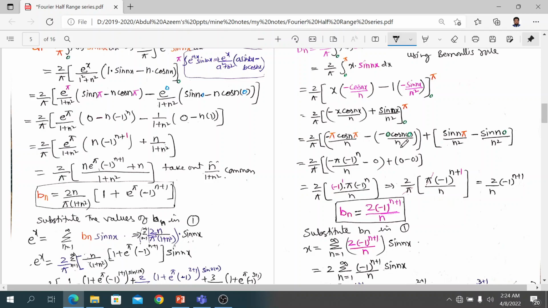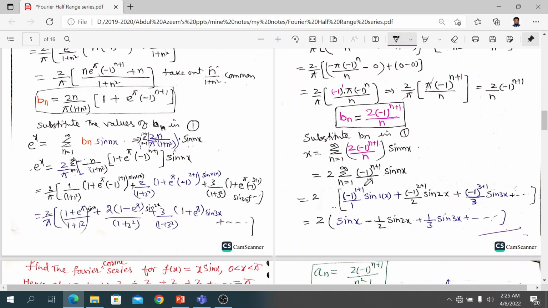Now upper limit minus lower limit: minus pi cos n pi by n, minus minus of 0 cos n 0 by n. For this, plus sin n pi by n squared minus sin n into 0 by n squared. So this one: minus pi as it is, cos n pi is minus 1 power of n, by n; 0 into something is 0; wherever sine is there, it is 0. So pi as it is, with this minus and minus 1 power of n, it becomes minus 1 power of n plus 1 by n. This pi cancels: 2 by n, minus 1 power of n plus 1. This is our bn value.